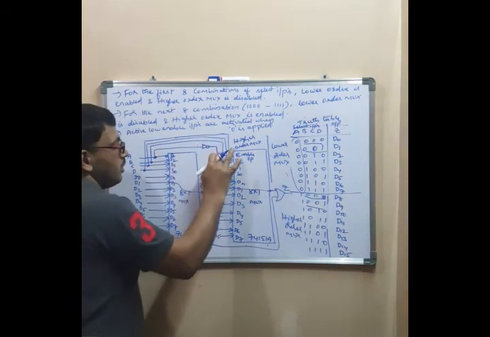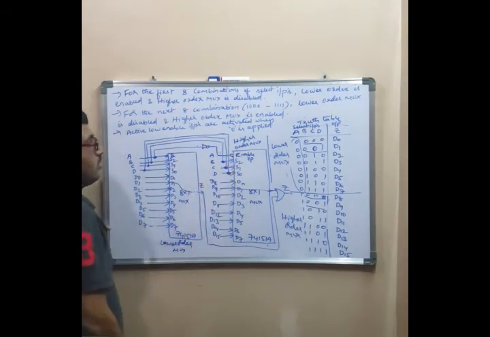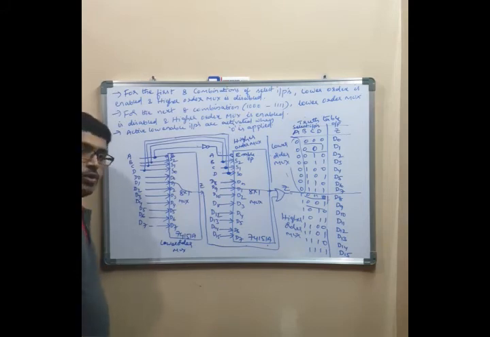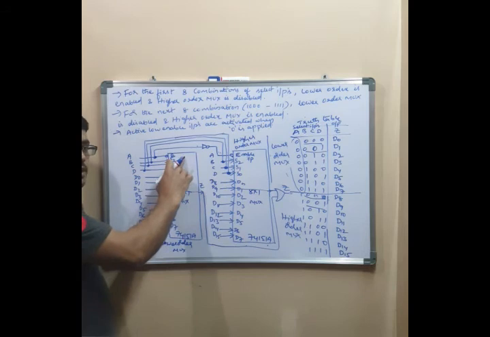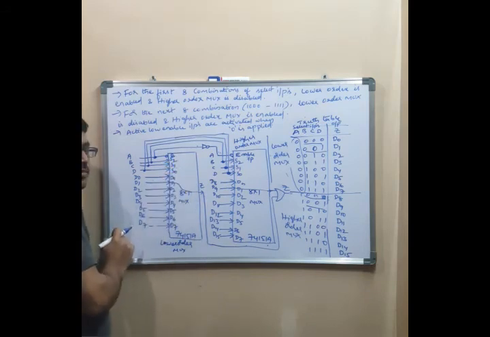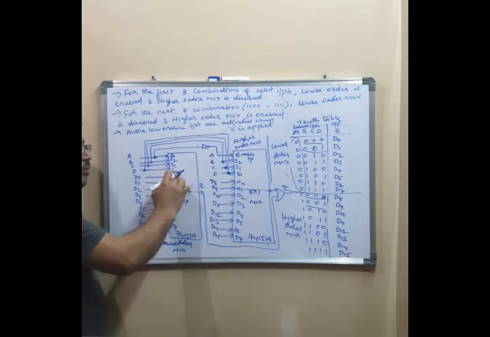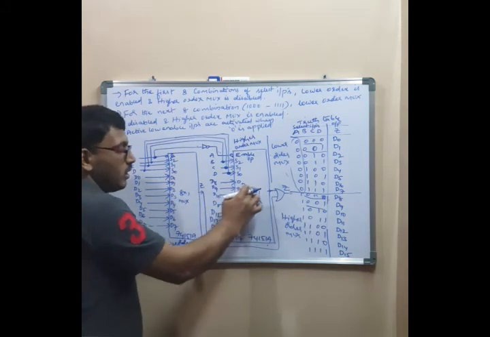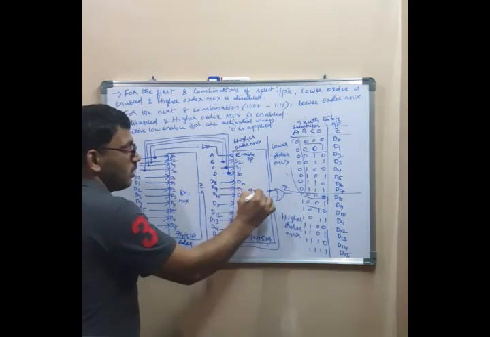I am erasing all the inputs whatever we have assumed. There are two multiplexers named as lower order mux and higher order mux, and each has an active low enable input designated as E, right? As there are three select inputs, based on the combination of these three select inputs, the corresponding data input is routed to the output, right? Now let us see the example.